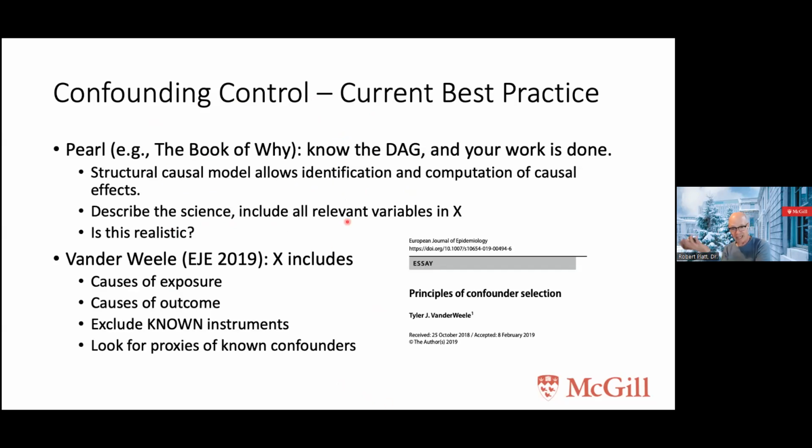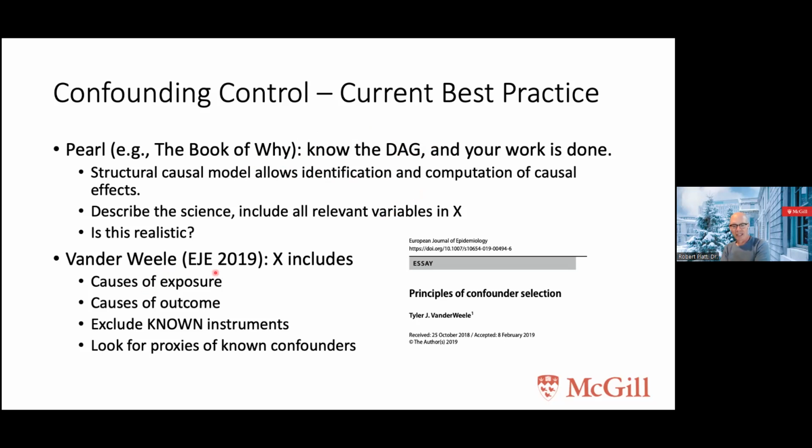And then once you've done that, you include all those relevant variables in your covariate set, and you're done. And I think it's a reasonable question to say, is that realistic? Because we don't know the DAG. We're making assumptions about what the DAG looks like and what covariates are in there. And so we may want to be a little bit cautious with this.